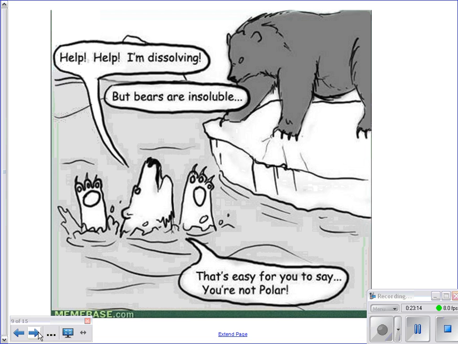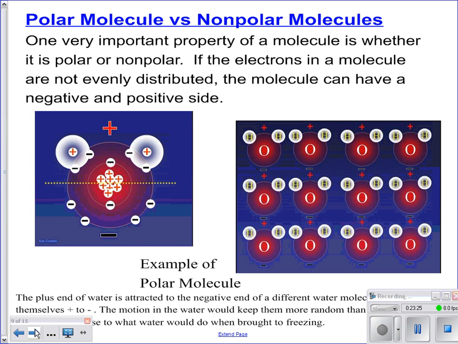Now what we want to do is think about the polarity of this molecule. So here's our little cartoon. Help, help, I'm dissolving. But bears are insoluble. Well, that's easy for you to say. You are not polar. So polar substances dissolve in water is what we're going to end up seeing. So polar molecules versus nonpolar molecules. What we're going to see, and we've seen this already, is that depending upon how those electrons and atoms are distributed in a molecule, you can have positive and negative sides to that molecule.